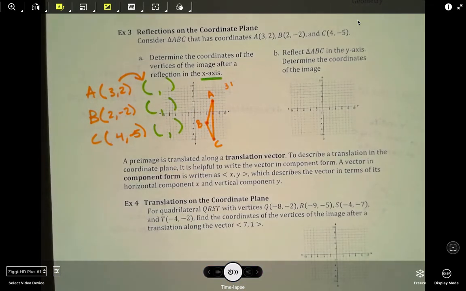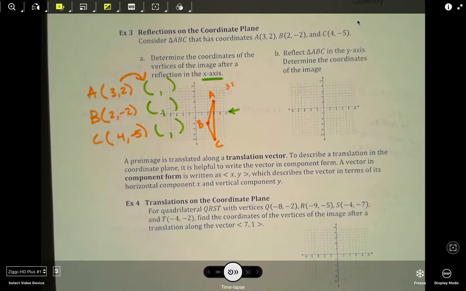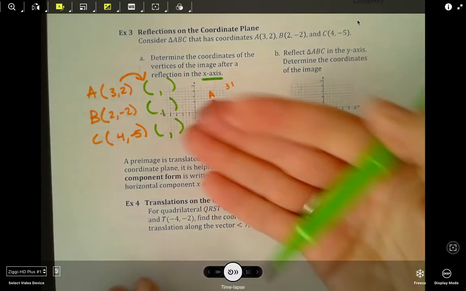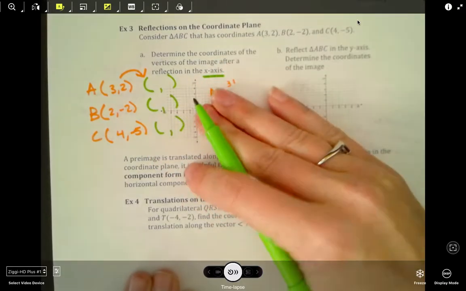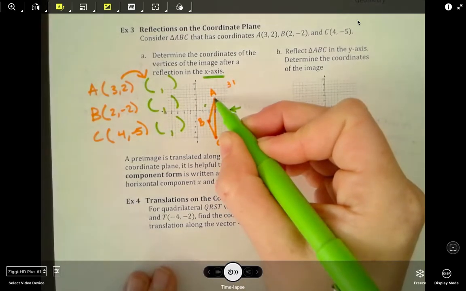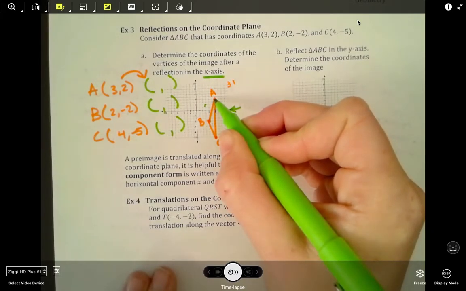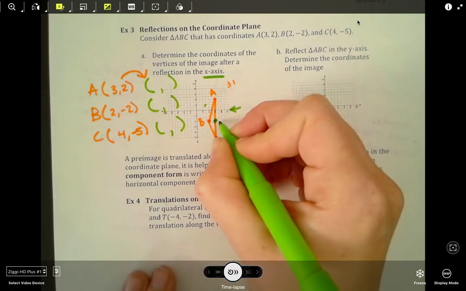The x is the one that goes left and right, just in case you didn't know that. So we're basically taking this guy here and we're flipping it like this. Okay, so A right now is 2 units above the x-axis. So if we reflect it across the x-axis, he's going to be in the same spot, 2 units below.